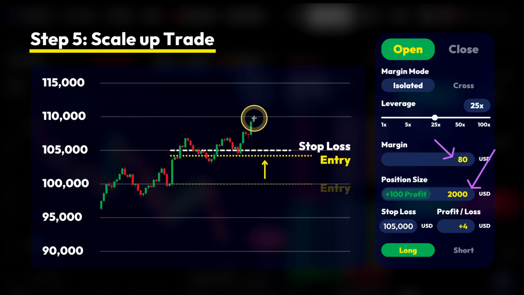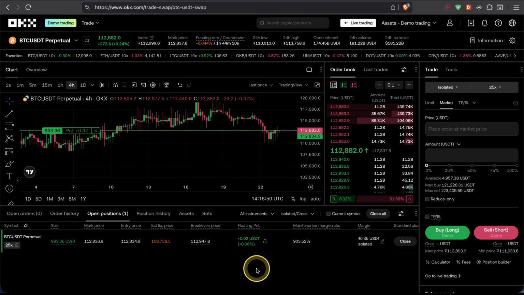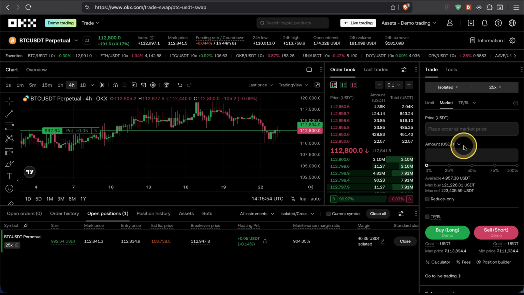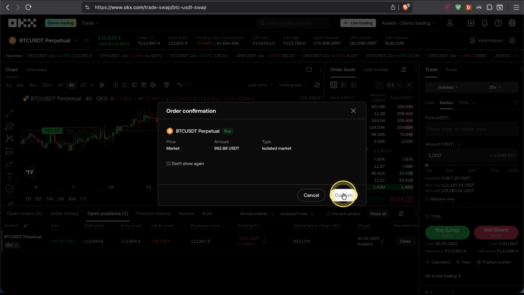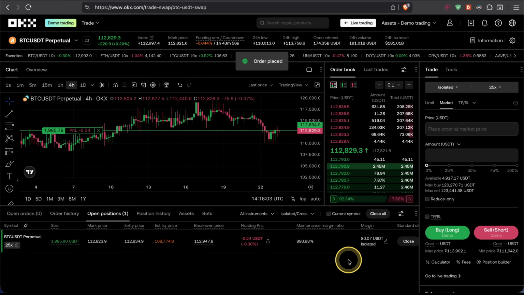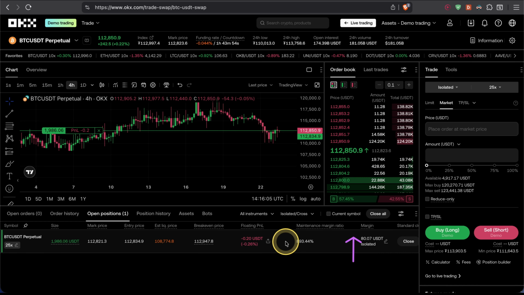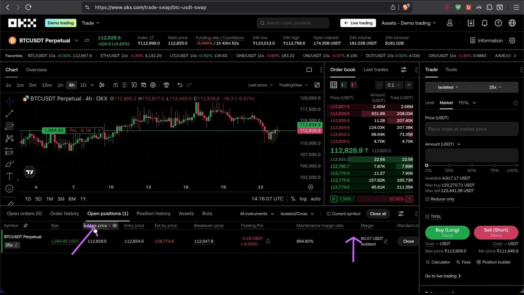That means from now on, if the price goes down, we still don't make any loss, but if the price continues to go into the right direction, we make double the profit from this point on. To increase our position size, we can practically just go in here as if we would open a new trade. So we can just type in here as the amount $1,000 again. Let's click on buy long, confirm, and then you will see we have now increased our margin to $80 and our position size to $2,000.